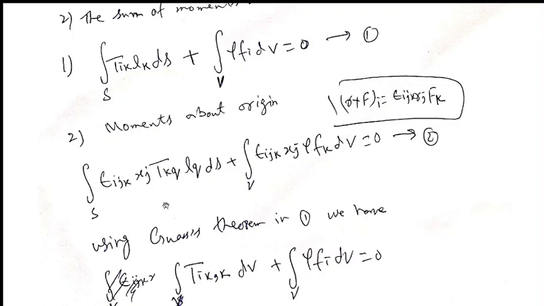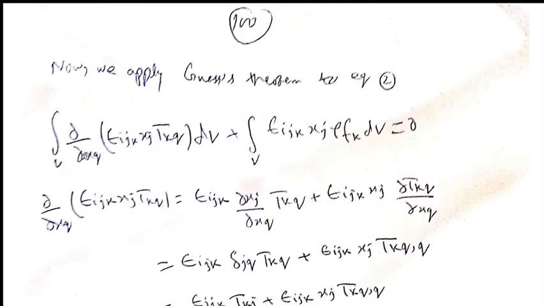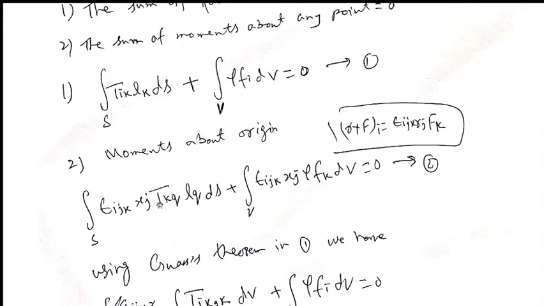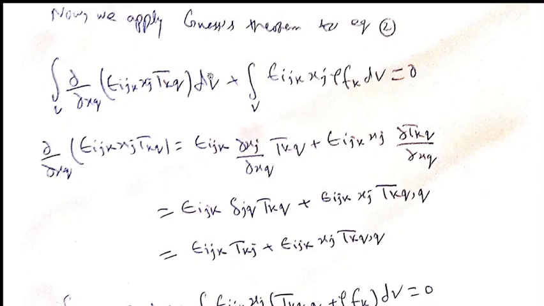So what would be the result? Simply a volume integral, the derivative with respect to xq of the whole of this, dv, plus this. Now we will take the derivative of this. We know that this is constant: epsilon ijk partial xj partial xq tkq, plus epsilon ijk xj as it is, partial tkq partial xq.